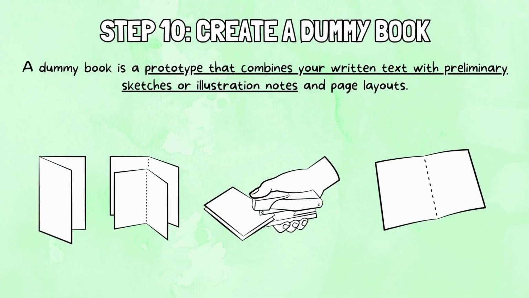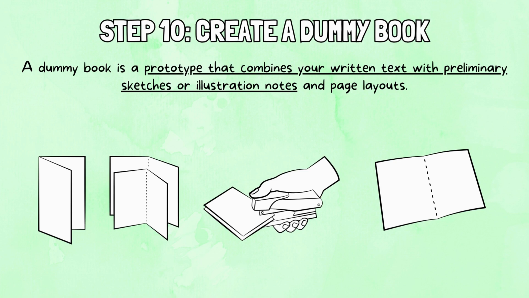Step 10. Create a dummy book. A dummy book is a prototype that combines your written text with preliminary sketches or illustration notes and page layouts. It can be easily made by folding a few pieces of paper and stapling them together. This serves as a crucial tool for assessing the overall flow of your story, the interaction between text and images, and the balance of elements on each page.